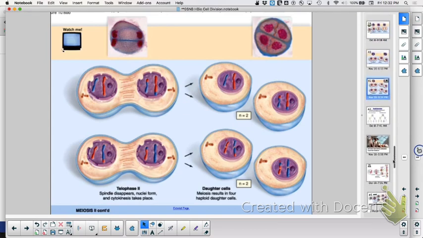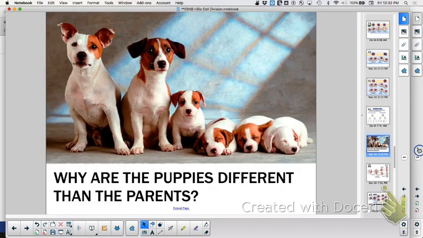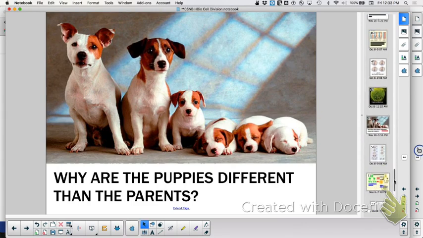Now, when we talked about why the puppies are different, right? So tell me again, what are the 3 reasons why the puppies are different from each other? Crossing over, which occurs when? Prophase 1. Another, independent assortment, which happens during metaphase 1. And fertilization. Right. Good job. All right. Good, good, and good.